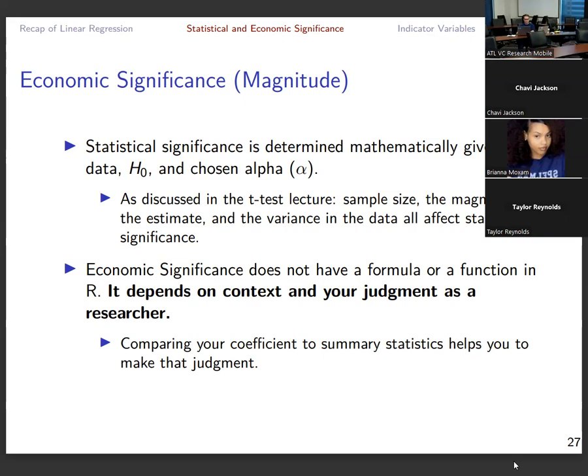It's not a black and white outcome. It's very nuanced. Whereas with statistical significance, it's black and white. You either reject the null or you can't reject the null, right? That's it. And it's very mechanical. Questions about that?